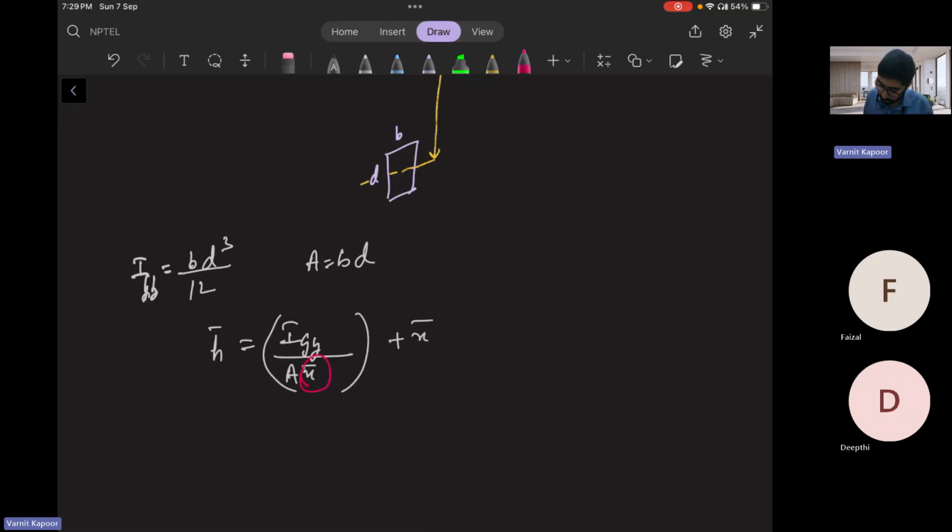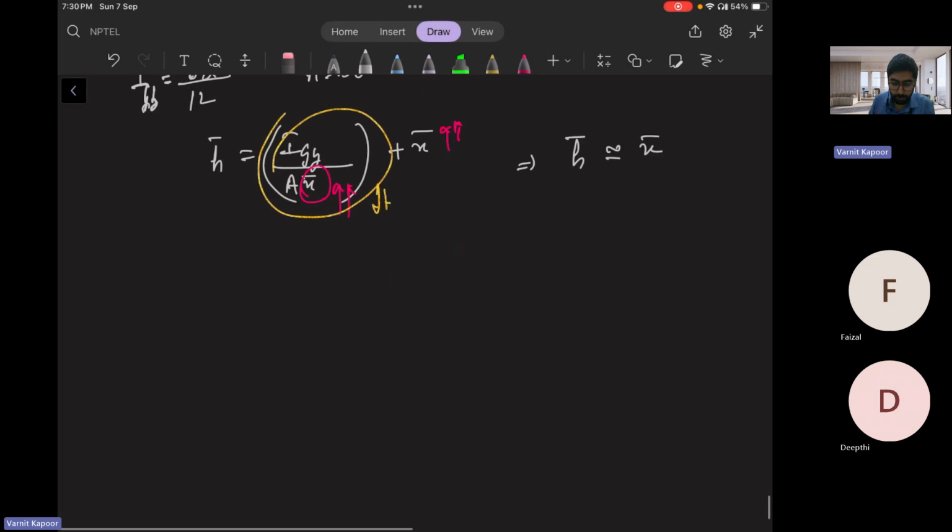So if you increase the x bar very high, then this term decreases. So this becomes negligible when you take it very deeply. Therefore, this implies your h bar is nearly equal to x bar for increasing depth. So as the depth of immersion of a vertical plate surface from the free surface increases, the pressure diagram becomes uniform. So center of pressure shifts towards the center of gravity.